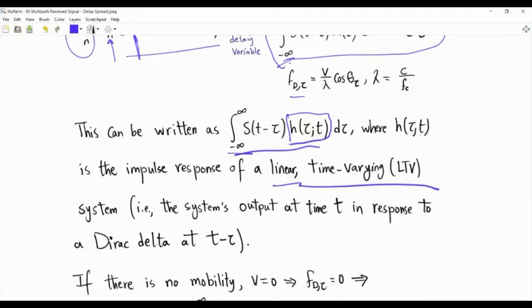h(tau, t) is defined as the system's output at time t in response to a Dirac delta at time t minus tau. This is the output of the system at time t if you excite the system with a Dirac delta at time t minus tau as input. For a time invariant system, h of tau and t would just be a function of tau, but now it is h of tau and t. So the wireless channel is an example of a system that is linear and time varying.